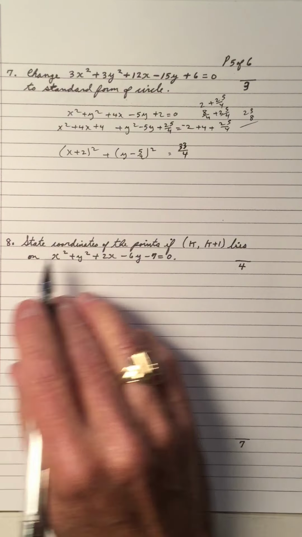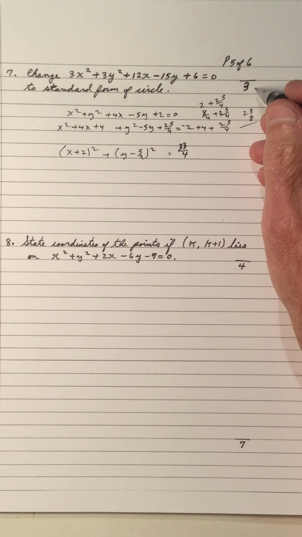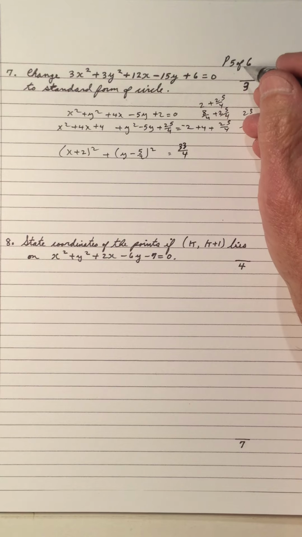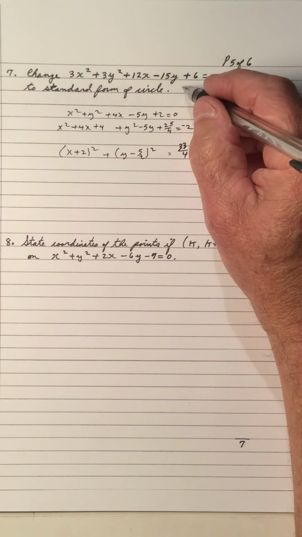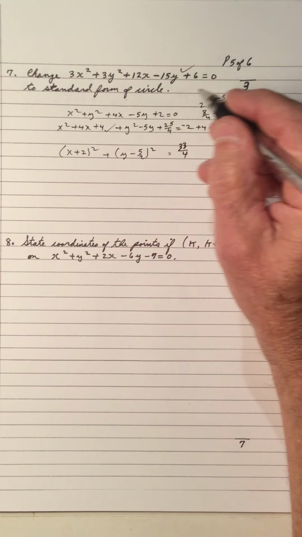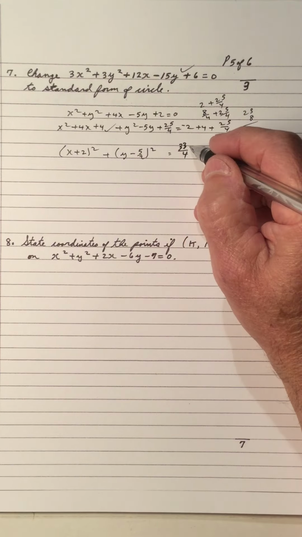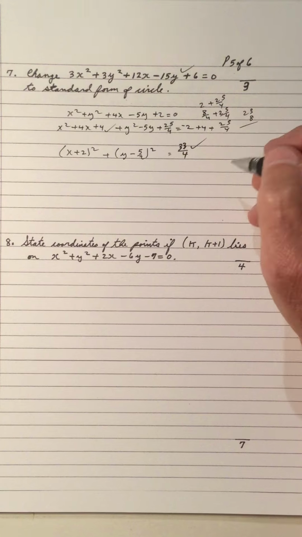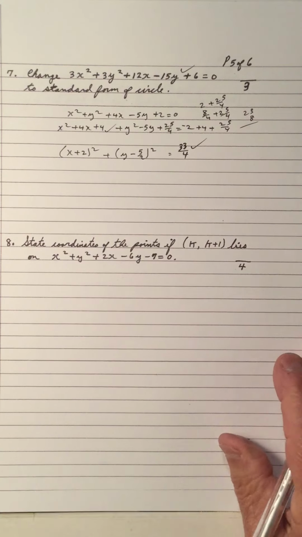Number 8. Oh, we got the marks. Let's see if you can divide it by 3. You got a mark. If you completed the square here, you got a mark, and added it up, and you got the equation, you got another mark. 3 marks altogether.